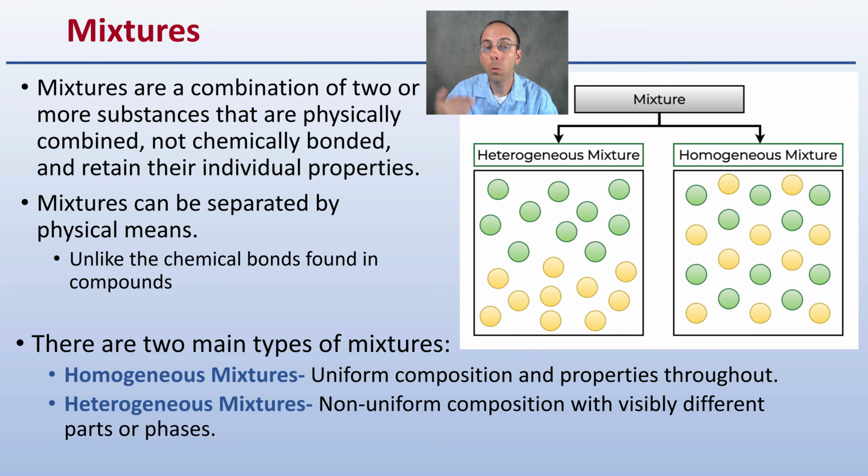Within our mixtures, we have two subsets. We have a homogeneous mixture here and a heterogeneous. The homogeneous has a uniform composition with consistent properties throughout, whereas a heterogeneous mixture has non-uniform composition with visually different parts or different phases that can be seen.